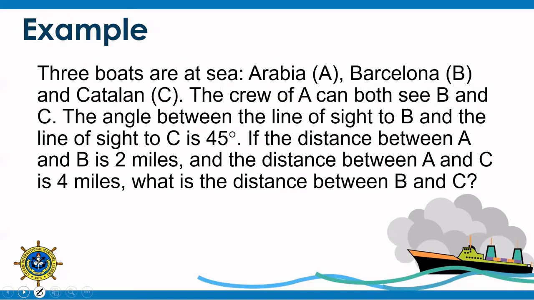So 3 boats are at sea, Arabia, which is at point A, Barcelona, which is at point B, and Catalan, which is at point C. The crew of A can both see A and B. So the angle between the line of sight to B and the line of sight to C is 45 degrees. If the distance between A and B is 2 miles and the distance between A and C is 4 miles, what is the distance between B and C?